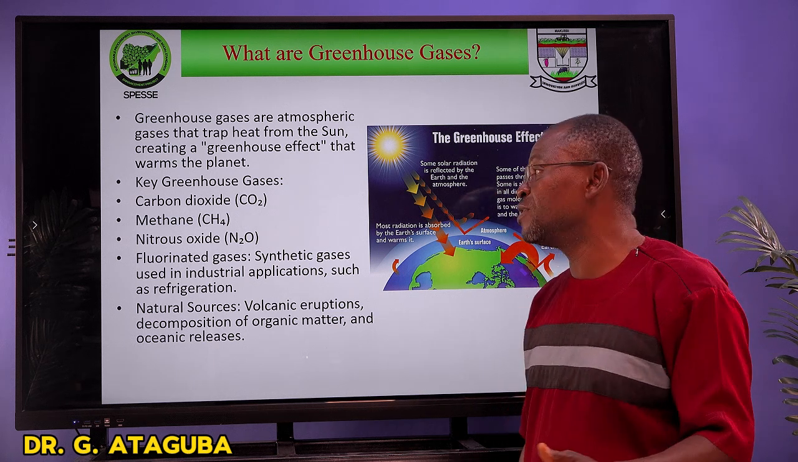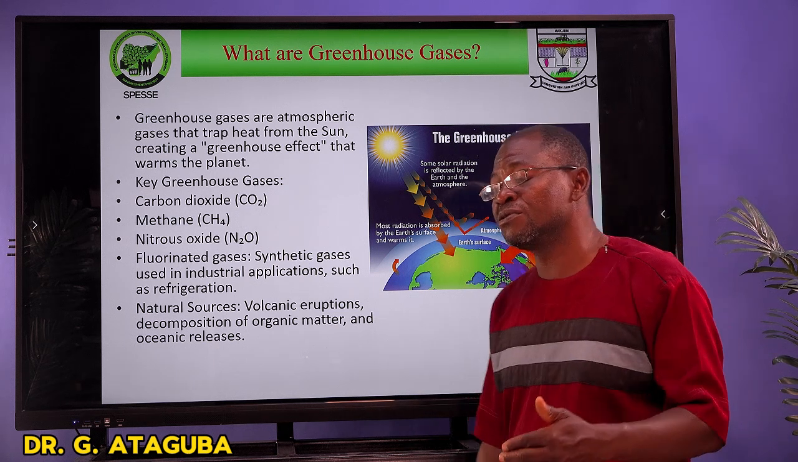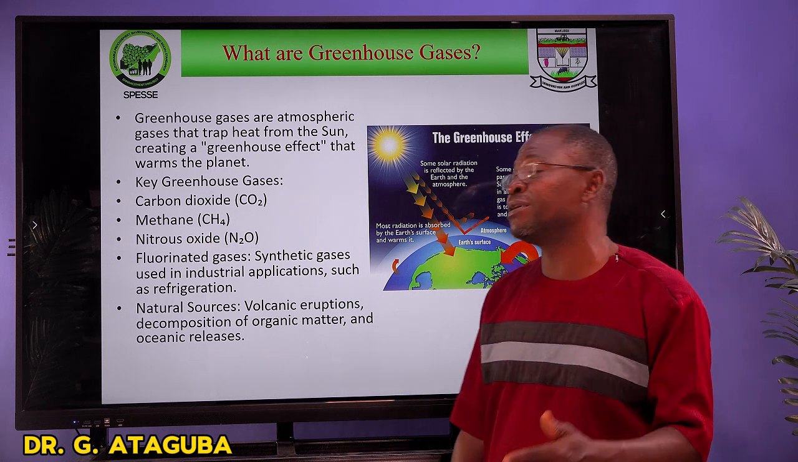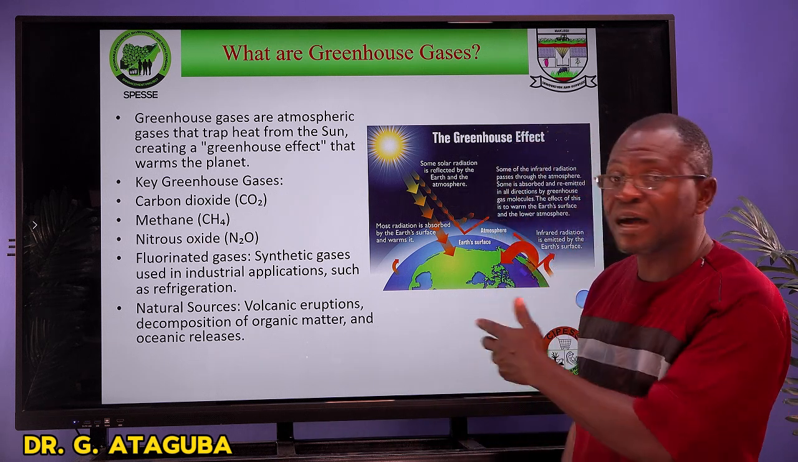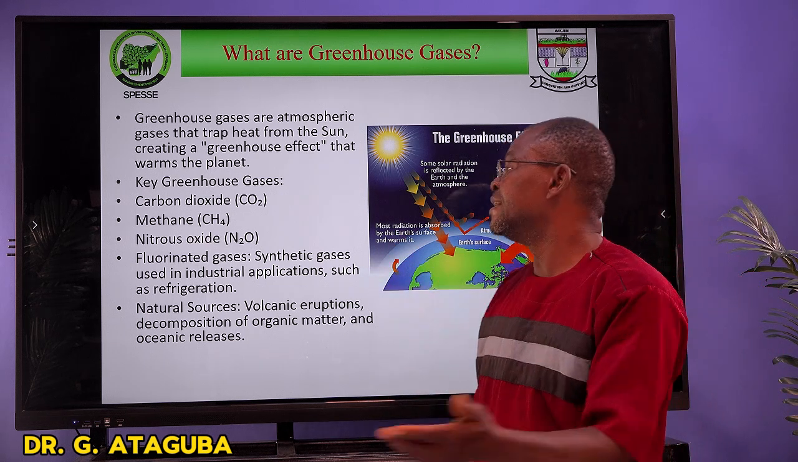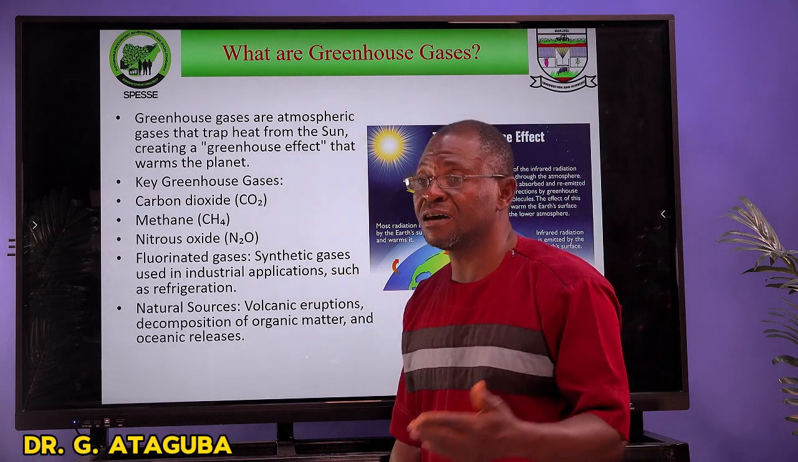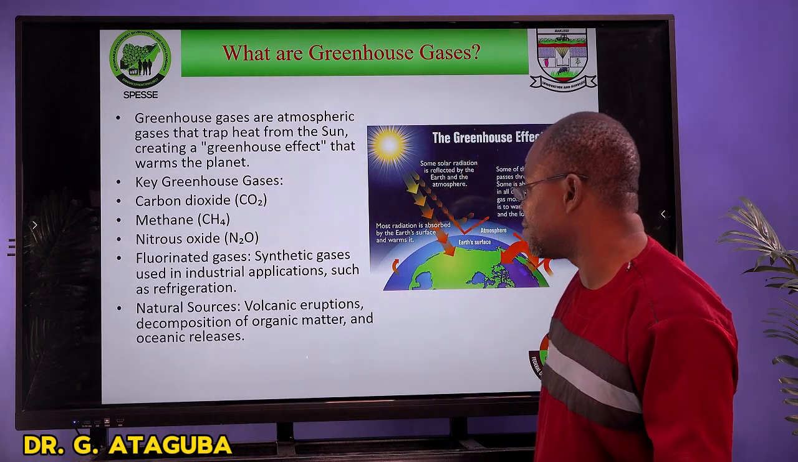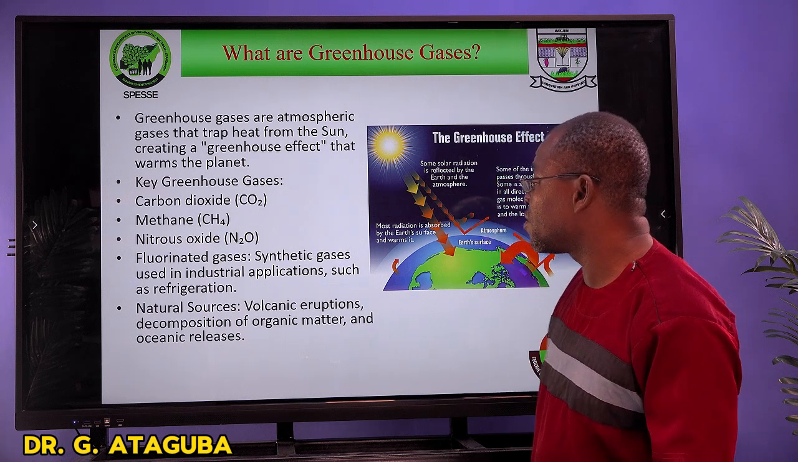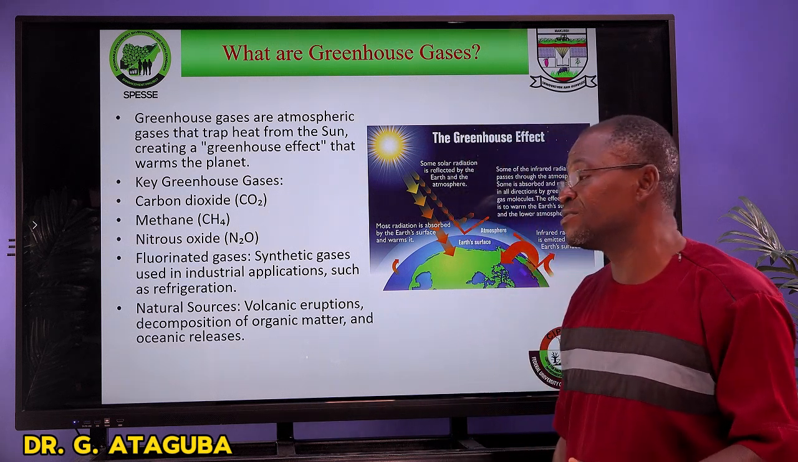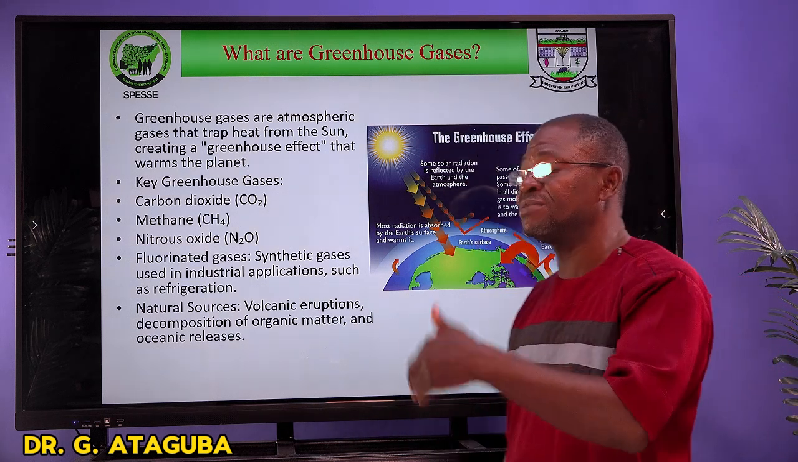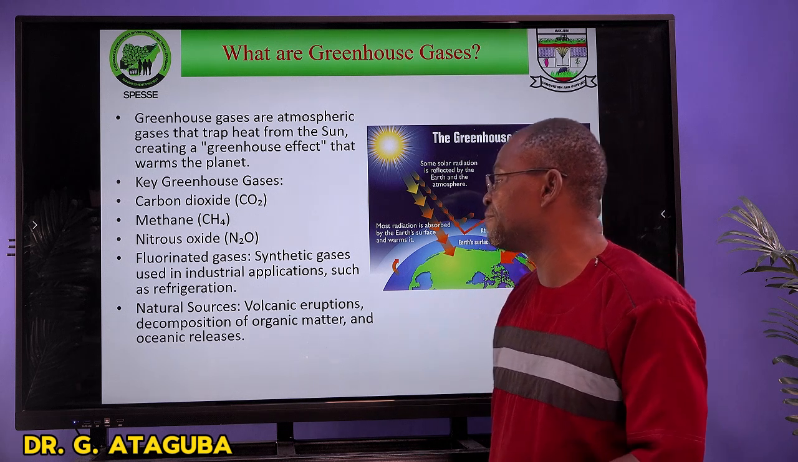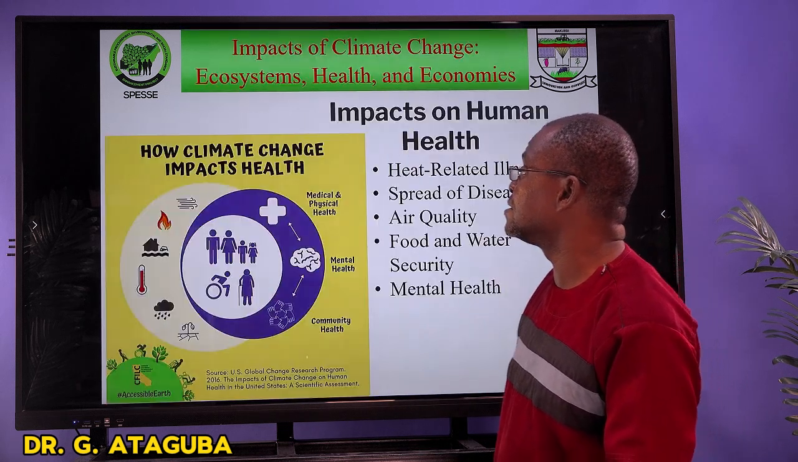Now, it is mostly driven by human activity, and this means that we are the drivers of climate change. And how do we do this? We tend to load the environment or our climate with greenhouse gases, including carbon dioxide, methane, nitrous oxide, even fluorinated gases that are used for refrigeration. Some of them have been banned. It is mostly also caused by natural sources, including volcanic eruptions, and this brings about the deposition of organic matter and then oceanic releases.